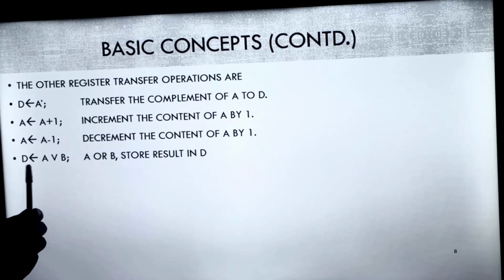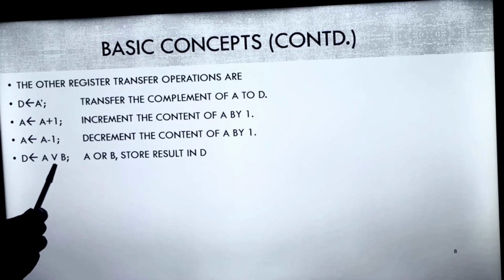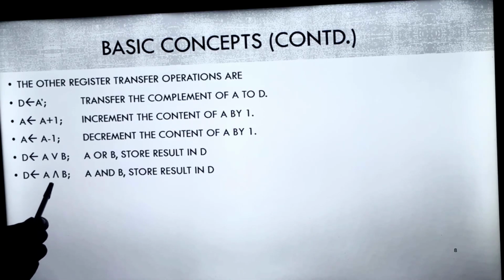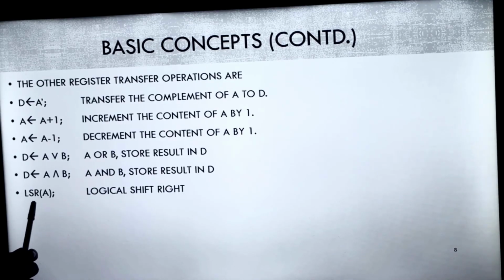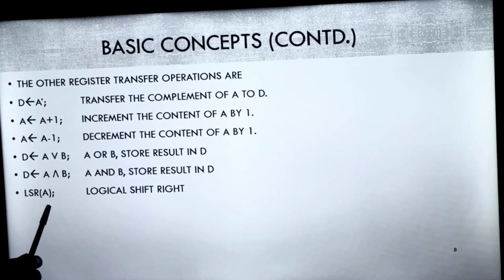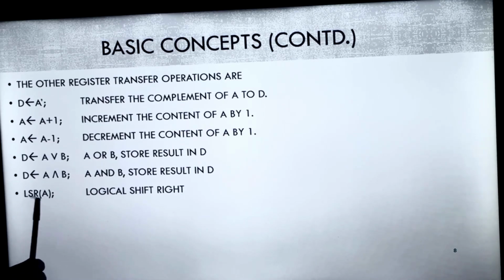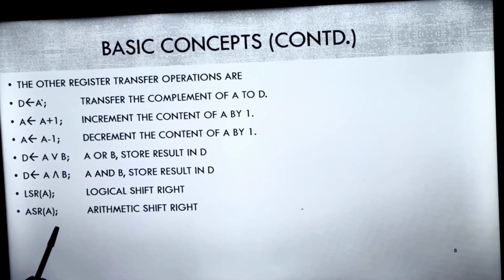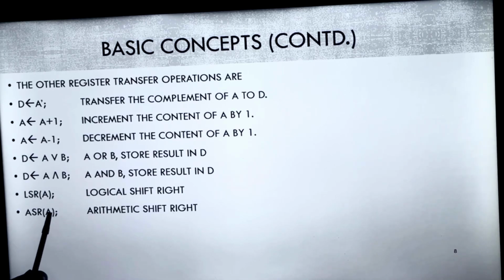This is the syntax. Decrement is A minus 1. Then this is the symbol for the OR operation. If you get something like this, you have to know that this is an OR operation. This is the AND operation. Then LSR is nothing but logical shift right. In Booth's algorithm and the division algorithm, we have performed right shift or left shift operations, right? So LSR is logical shift right of A. One bit will shift. ASR is arithmetic shift right. Sorry, in Booth's and division algorithm we have seen arithmetic shift, not logical shift.